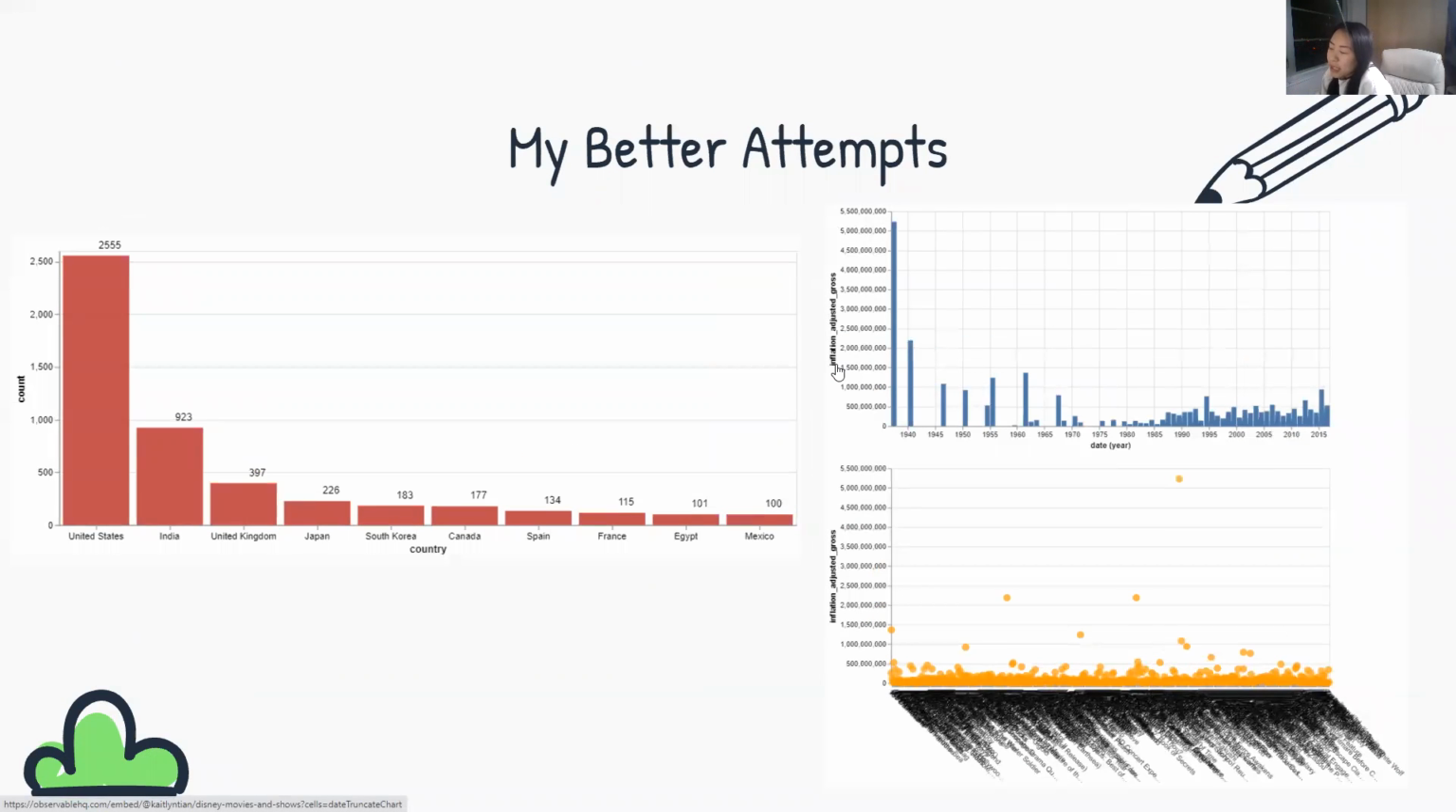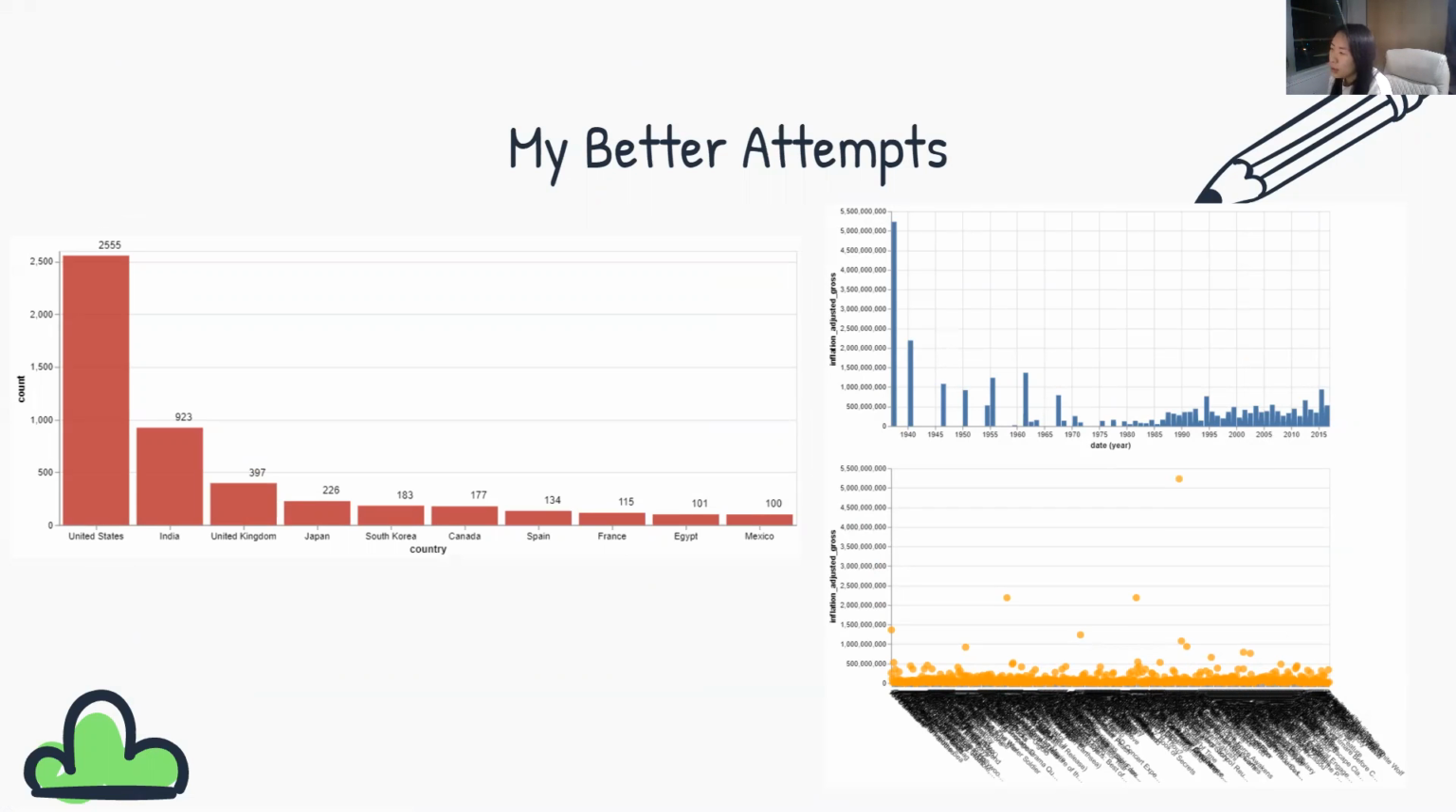And in this slide, I just want to show my better attempts in my data visualization. The first one is just a bar chart, Netflix country production distribution, and it's just a bar chart, something you can do in Excel. I really love it because it's so easy, it's so clear, and it tells a message straight away.